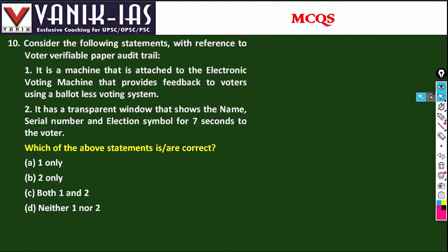Consider the following statement with reference to the Voter Verifiable Paper Audit Trail. Okay. So it is a machine that is attached to the EVM, the electronic voting machine, that provides feedback to voters using a ballot-less voting system.